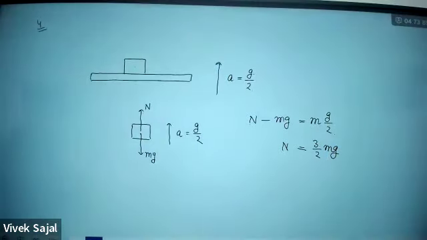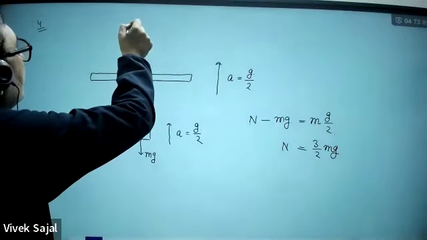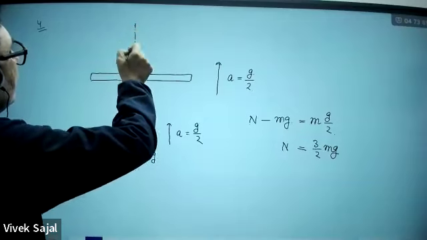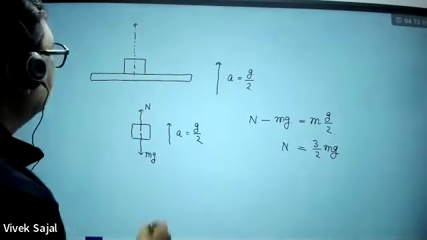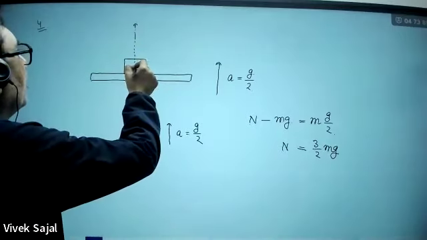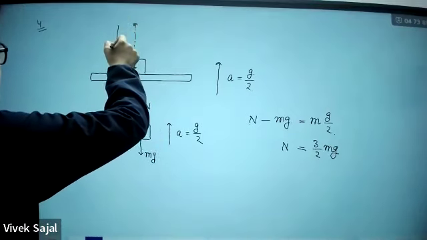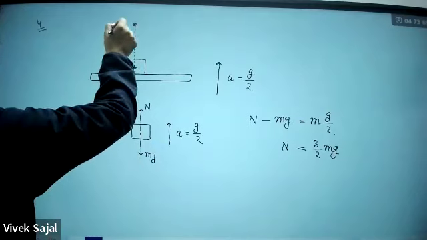N equal to 3 by 2 mg. Now, what will be the work done by the normal reaction? Suppose this block, this is together, they are moving in the upward direction like this. Suppose distance traveled in time t, from here to here. Suppose block is here, and after time t it is here. Suppose this distance is s, or whatever you want to say.